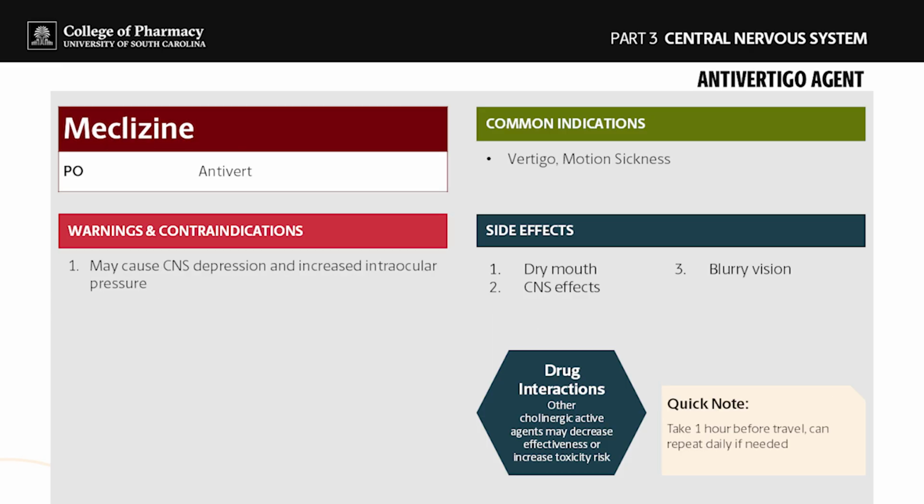There's an anti-vertigo agent called meclizine. The brand name is called Antivert, and its common indication is vertigo or motion sickness. This came out before the Transderm Scop, and so we use this a lot for travel. And this one you take 1 hour before you travel, not 4 hours like the Transderm Scop. But some of the side effects would be dry mouth, CNS effect, and blurry vision. And this one could cause CNS depression and increased intraocular pressure.